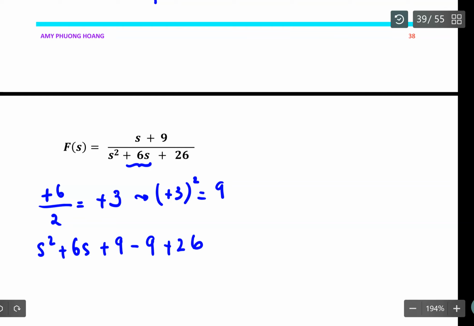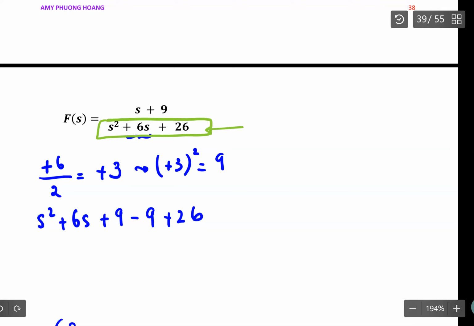So basically, what you need to achieve is that you add 9 and subtract 9, because you don't want to change the value of this denominator. If you add 9, then you must subtract 9, so that you can get back to s squared plus 6s plus 26. So we are adding 9 and subtracting 9 in this case.